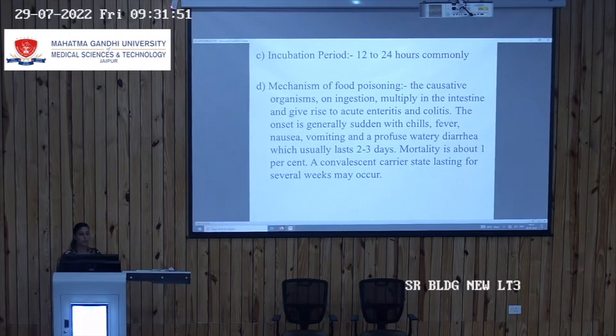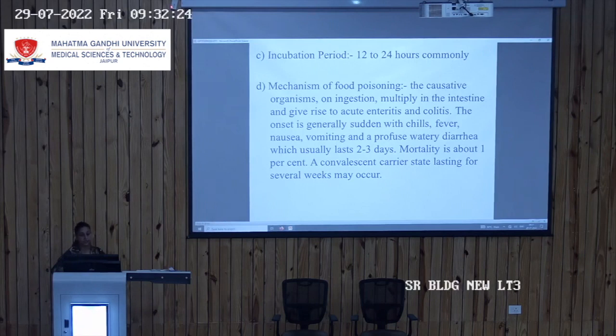So within 12 to 24 hours the symptoms appear. The causative organism on ingestion multiplies in the intestine and gives rise to acute enteritis and colitis. So the signs and symptoms will be mainly gastrointestinal. There is also fever, chills, nausea, vomiting, profuse watery diarrhea which lasts about 2 to 3 days, and mortality is about 1%.